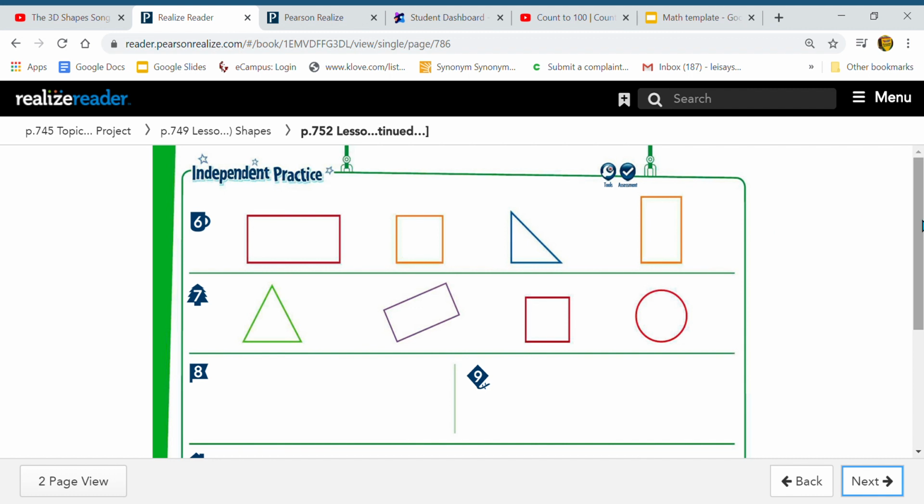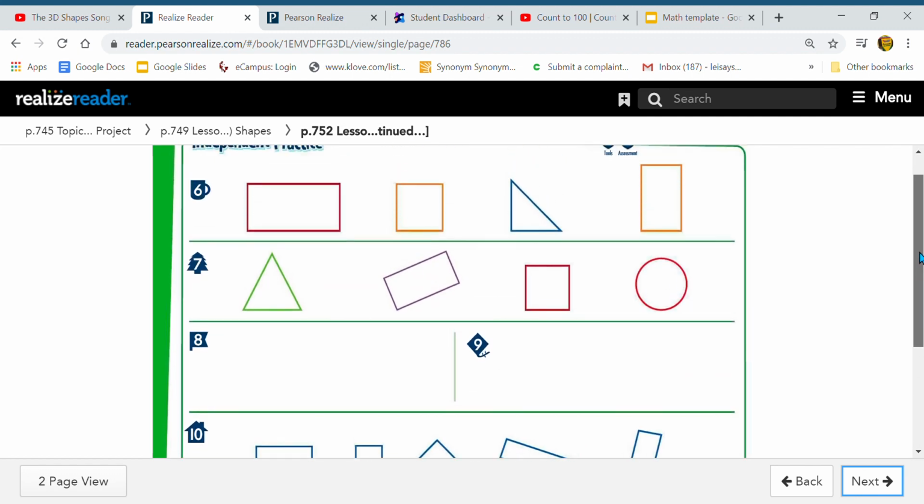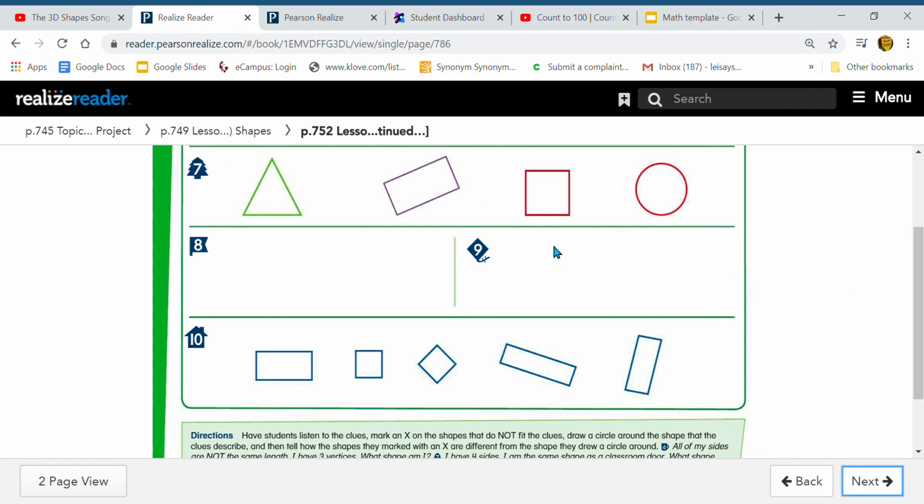Fantastic. Superb. All right, we're going to do one last one, number 7 right here. Let me read the clues. All right, so the first clue is I have 4 sides. So we're looking at all of these shapes.